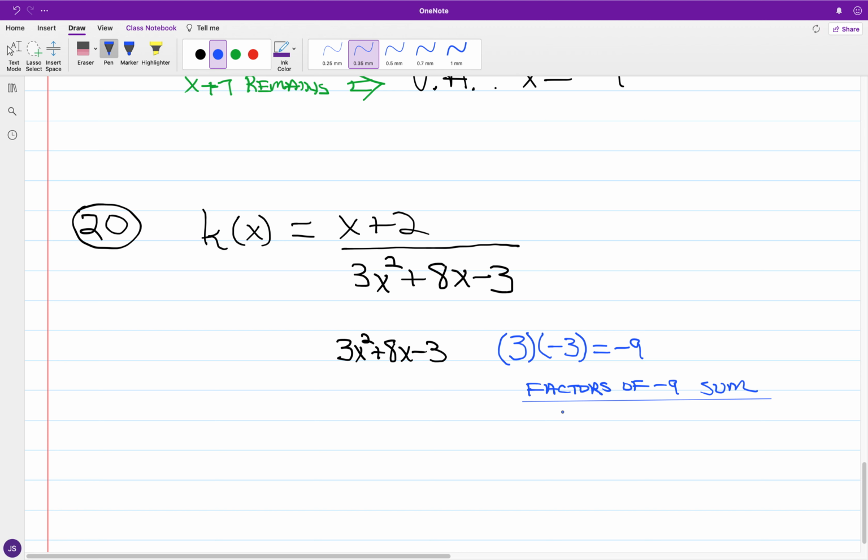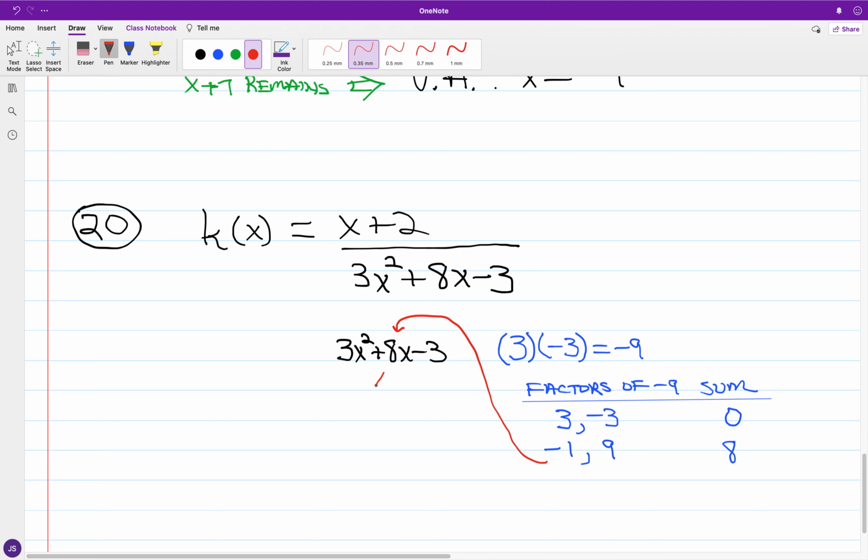So again, we started out with 3 and negative 3. However, 3 and negative 3 add up to 0. But we want positive 8 for the sum. So we'll have more weight given to the positive factor than to the negative. So I'll put the negative out at the front. So you have minus 1 and plus 9. Negative 1 times 9 is negative 9. Now negative 1 plus 9 comes out to 8.